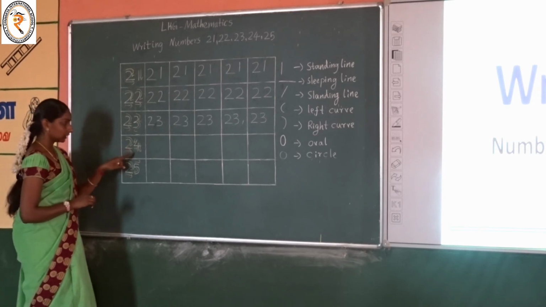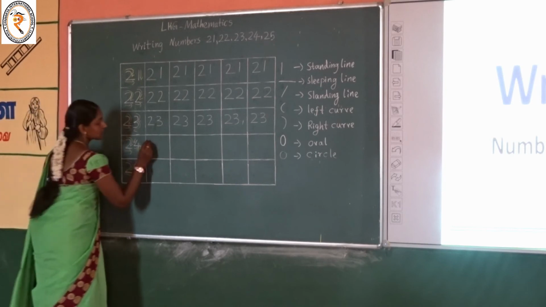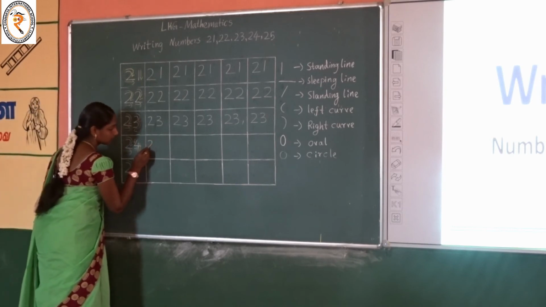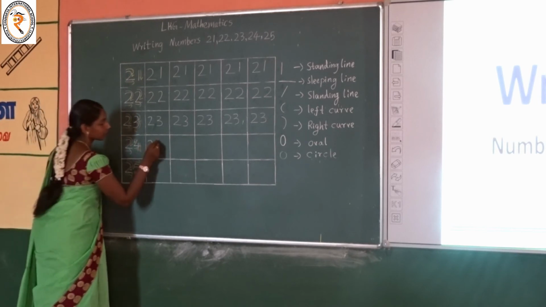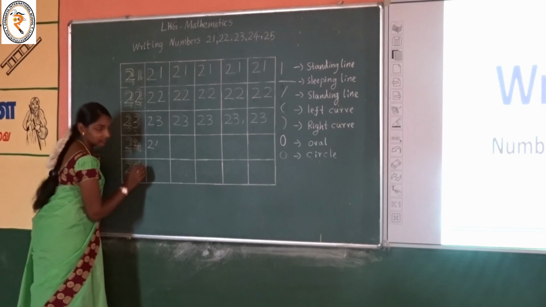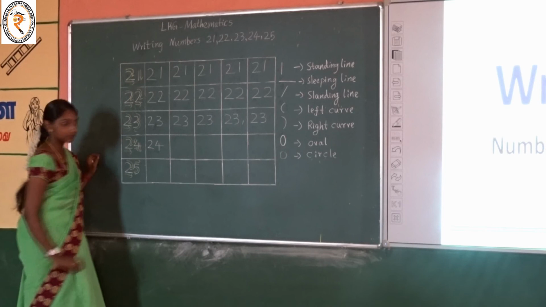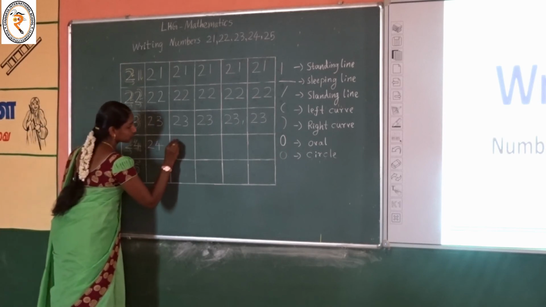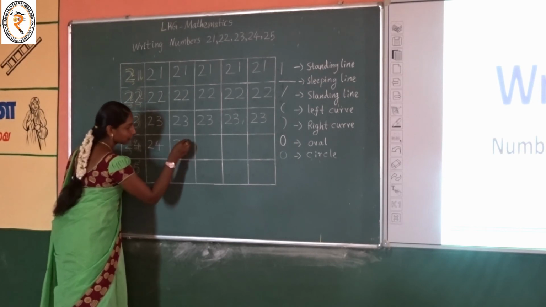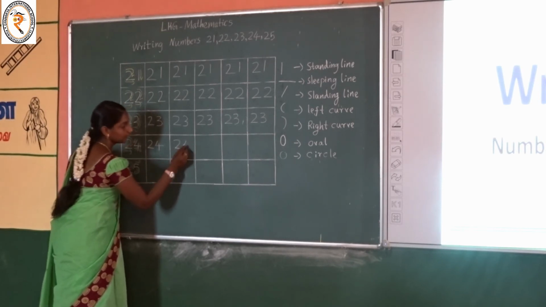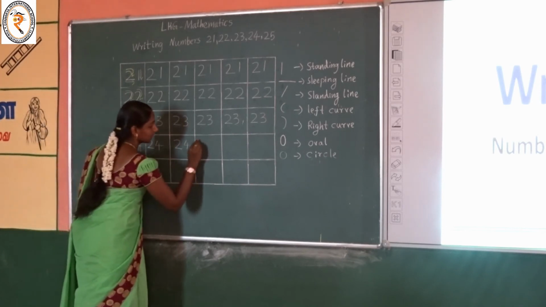Yes. For number 24, we have to write numbers 2 and 4 together. Start writing. For 2, right curve and sleeping line. For 4, we have 3 simple steps. First is a slanting line, next is a sleeping line and 1 standing line. Is it clear? Write it once again. For 2, right curve and sleeping line. For 4, first is slanting, then sleeping and standing line. Okay, children, write it with me.